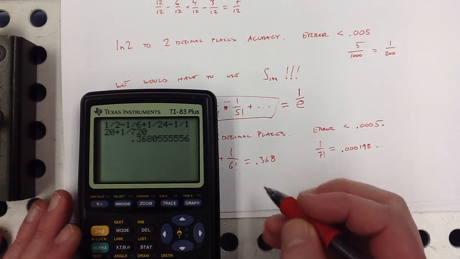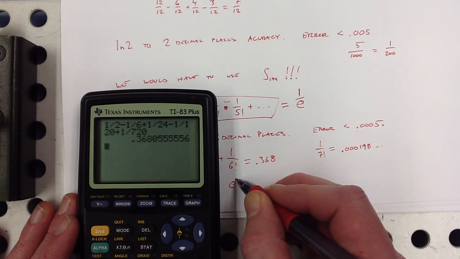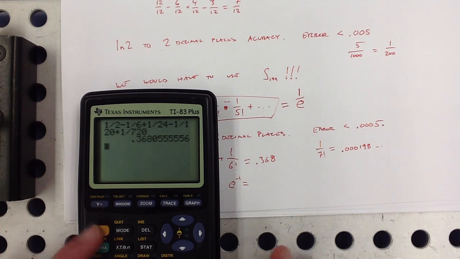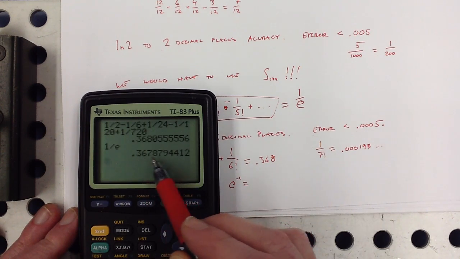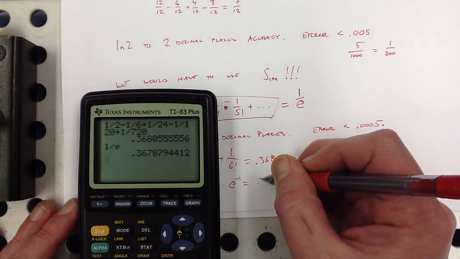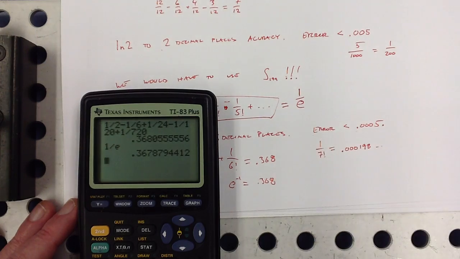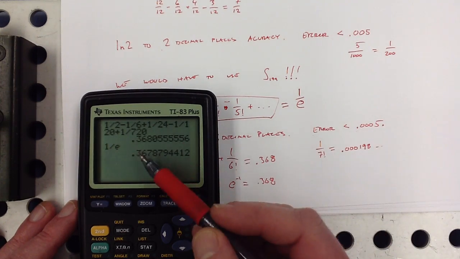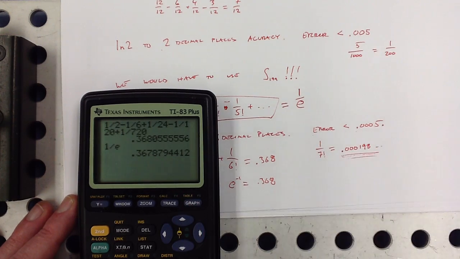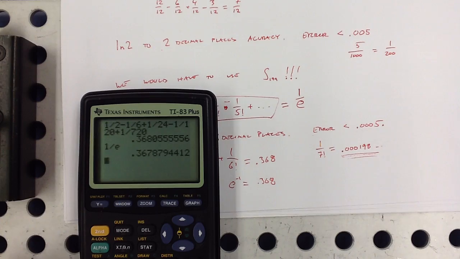And now we'll compare that to e to the negative 1, or 1 over e, and see if we got the right accuracy. 1 divided by e, rounded to 3 decimal places, would be 0.368. And notice how far off those are. It's about 0.0002 off from each other, which was what we were looking at here. So that's pretty cool. That works for alternating series.